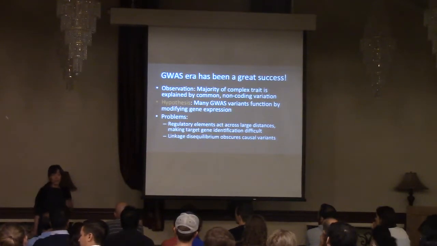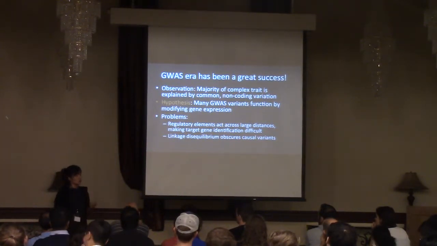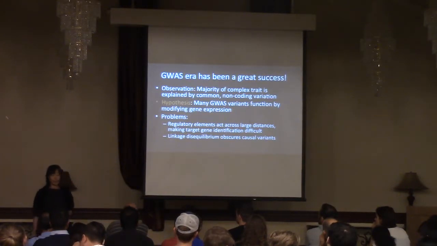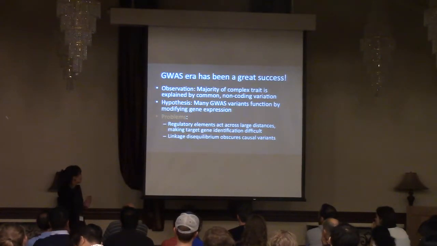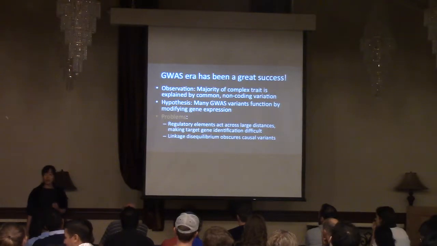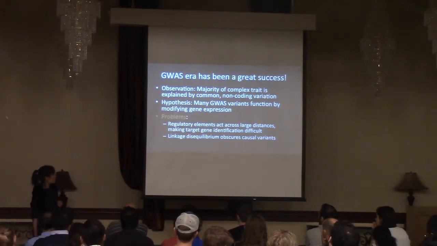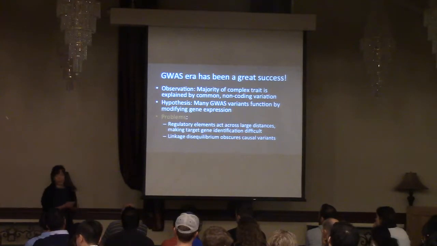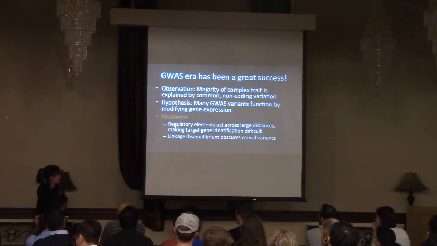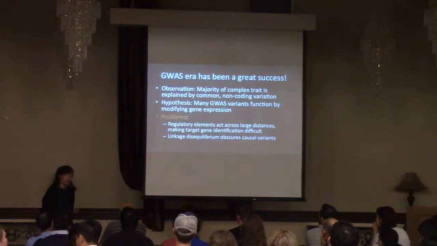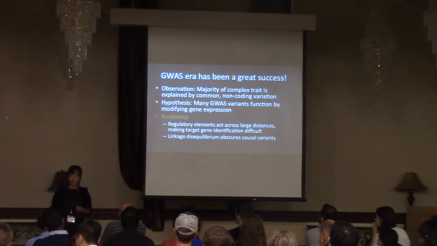So the hypothesis that we are working on is that many GWAS variants function by modifying gene expression, for example, that has a cellular phenotype change, which ultimately would lead to organismal phenotype changes. Now, of course, there are a lot of problems associated with it. One example is that regulatory elements don't just work with the variants that are right next to them in the genomic space. They sometimes work at large distances. Not only that, there are other biological phenomena such as linkage disequilibrium that make it very, very difficult to statistically and computationally tease these things apart.